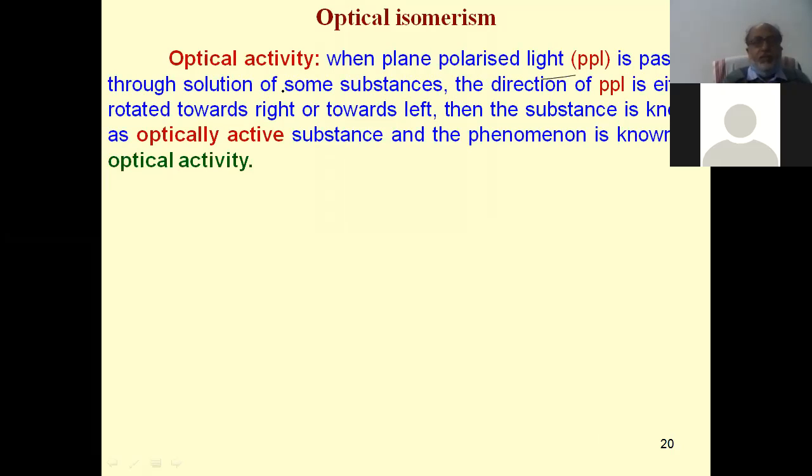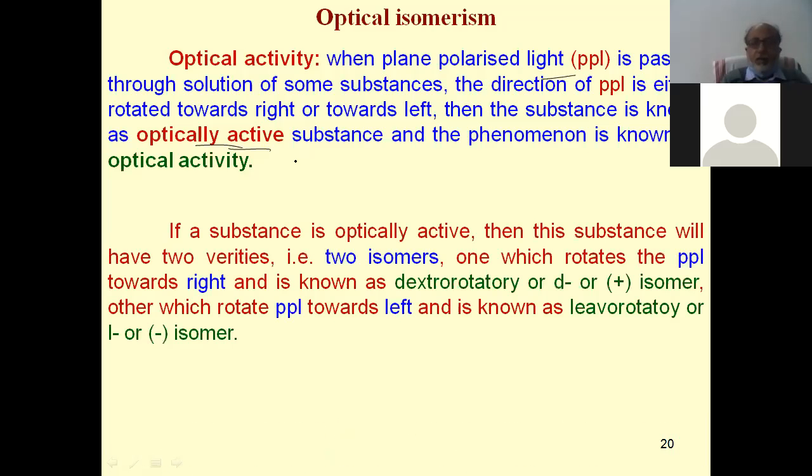So when plane polarized light passes through the solution of some substance, if the direction of the plane polarized light is rotated either towards right or towards left, then the substance is known to be optically active. Now, if the substance is optically active, then this substance will have two varieties, meaning two isomers.